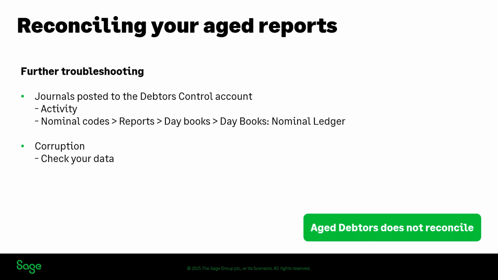Now, further troubleshooting. So I've mentioned that Daybook's nominal ledger report. Again, I've included a link to the Help Centre article, Aged Debtors Does Not Reconcile. So again, other than journals, nothing really to look out for. Yes, it might be errors in your data. If it is, all you need to do is check your data for any errors reported. If not, it's not going to be that. It's going to be something obvious. That's what catches people out.